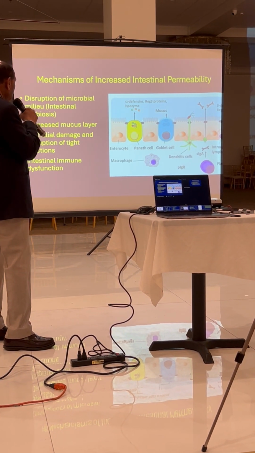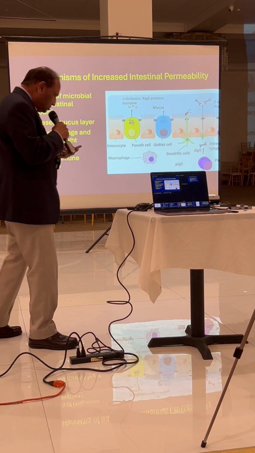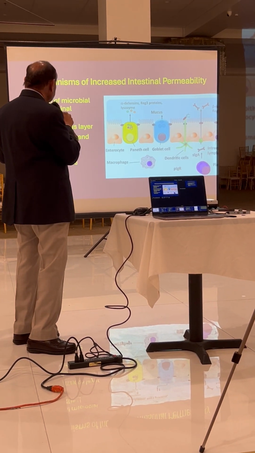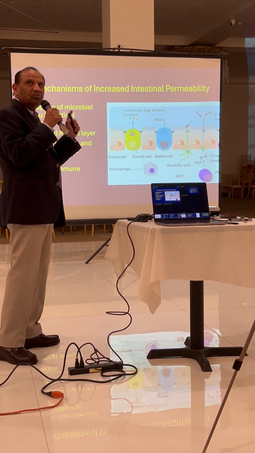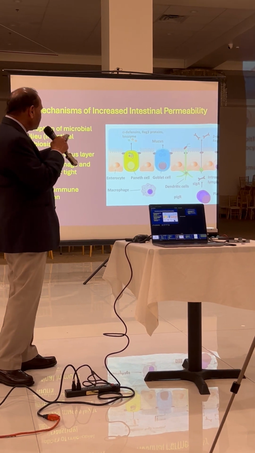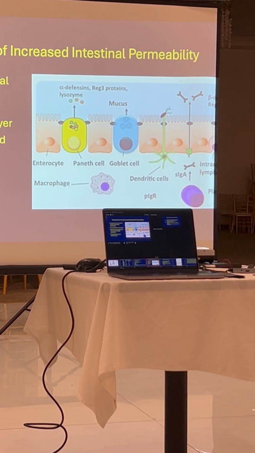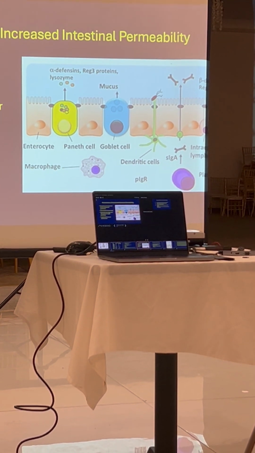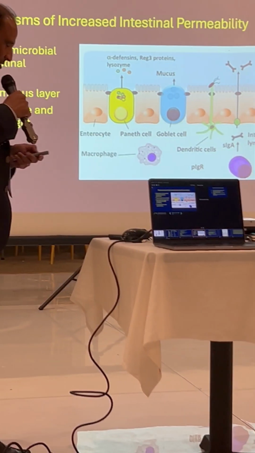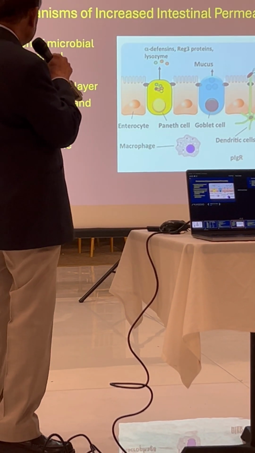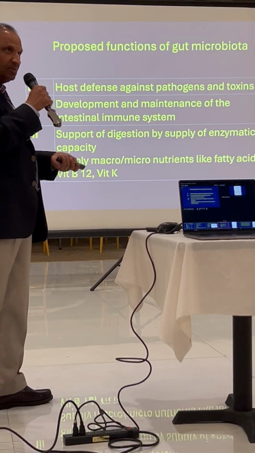So now we are going to talk about what makes the intestine more permeable. We said that these are the 4 things: microbiota, change in mucus, change in epithelial cells. So the first thing is bacteria.